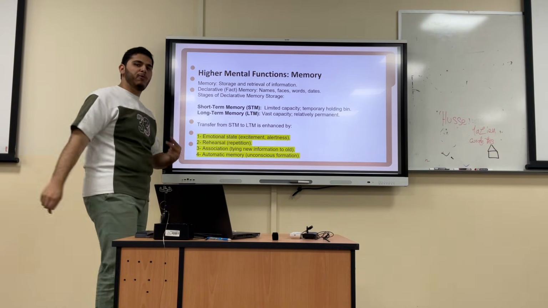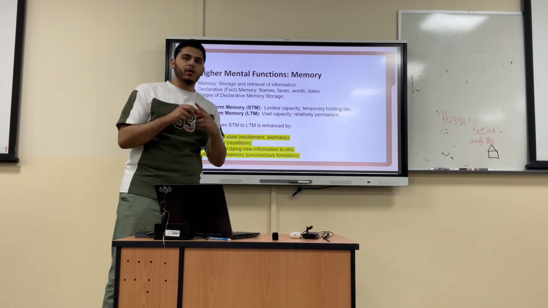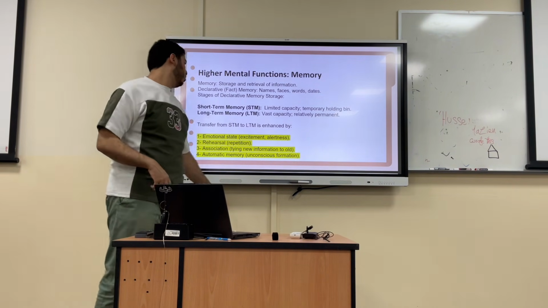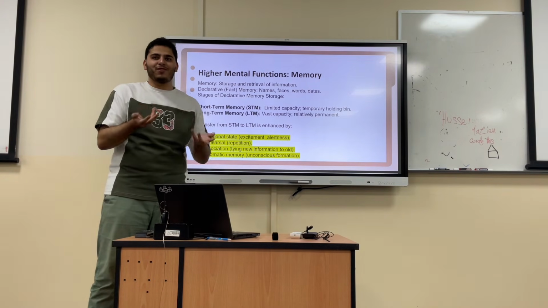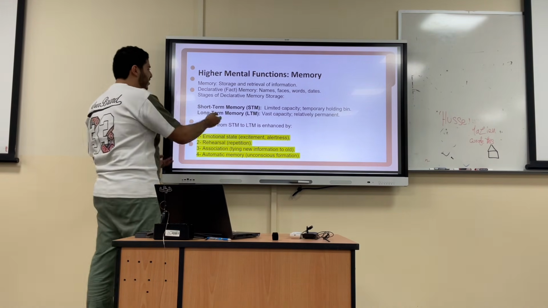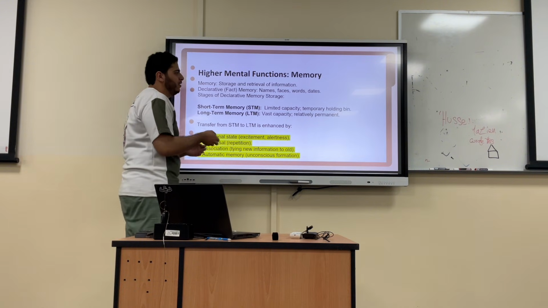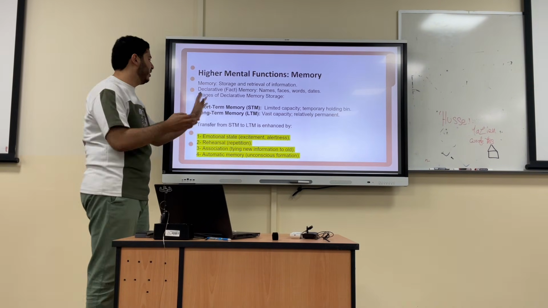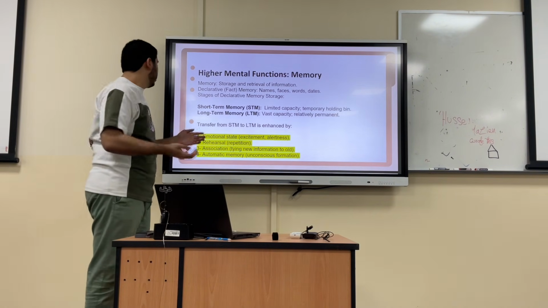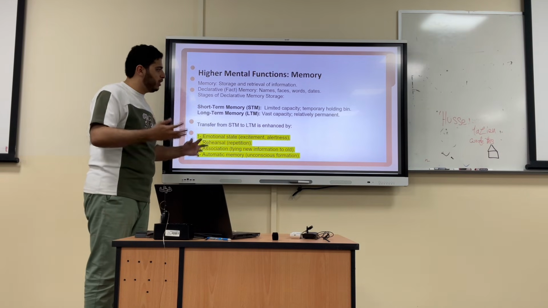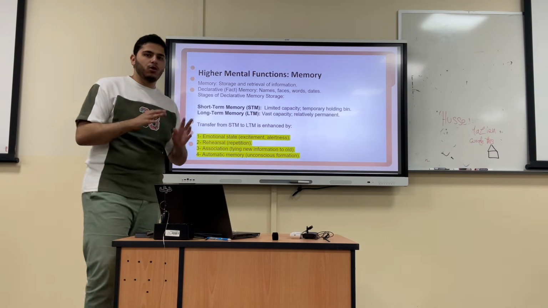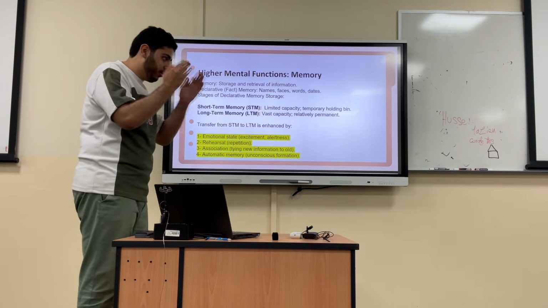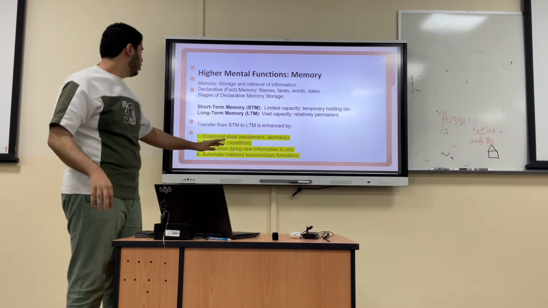Now we have two types of memories, guys: the short-term memory and the long-term memory. The long-term memory is the one that we try to improve. The short-term memory has limited capacity, a temporary holding pen. The long-term memory has a vast, large capacity and is relatively permanent. It's permanent, it cannot go. You think of it as permanent.